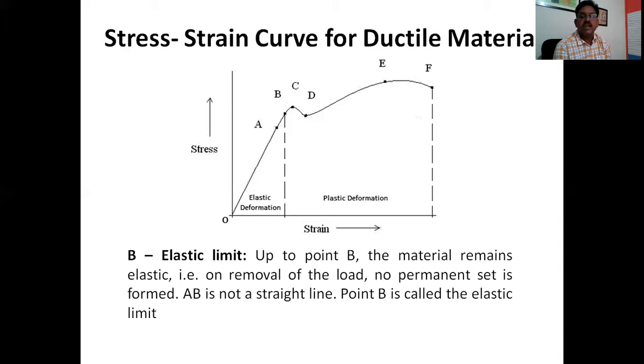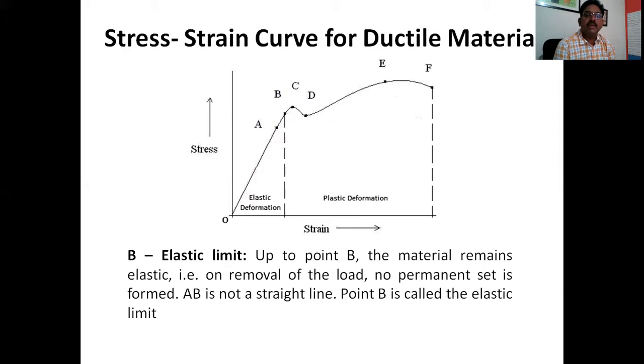But here one difference is there. O to A is a straight line, but from A to B, it's not a straight line. A little curve will be there. If you see here also, a little curve will be there. It almost looks like a straight line, but it's not so.